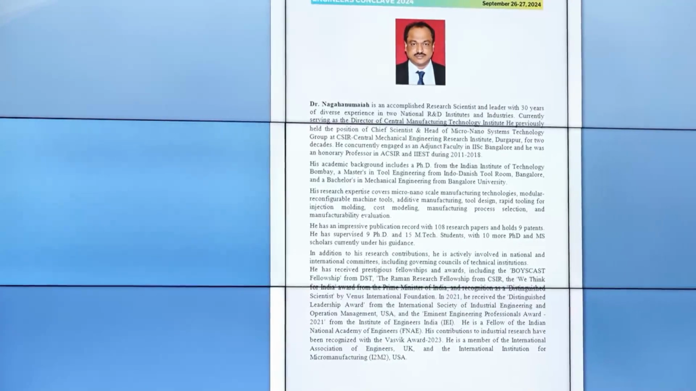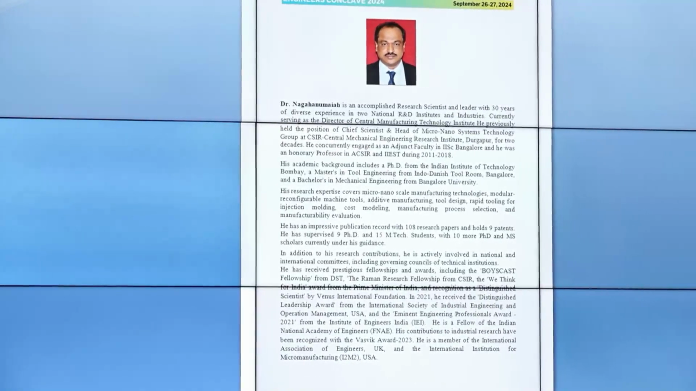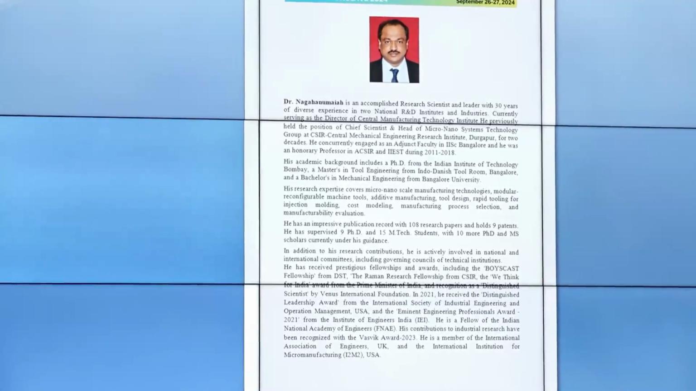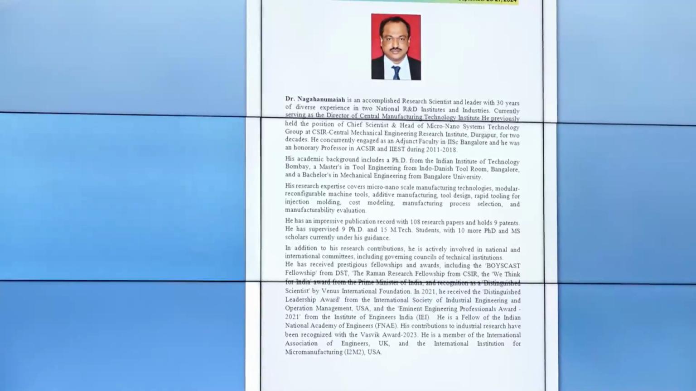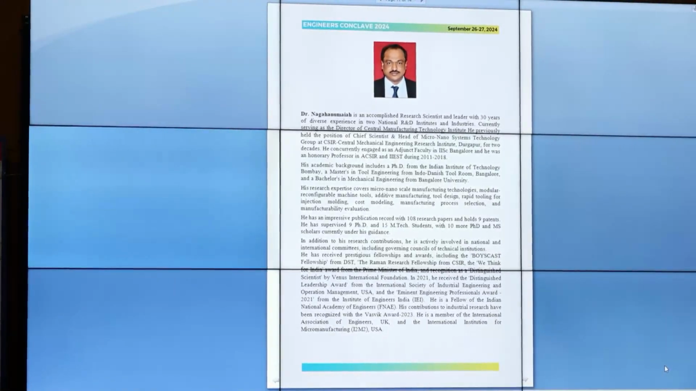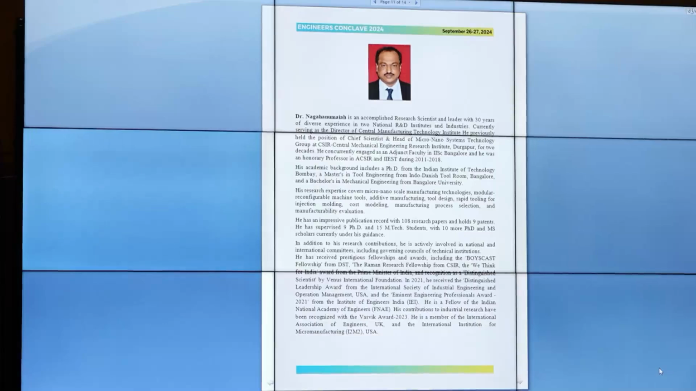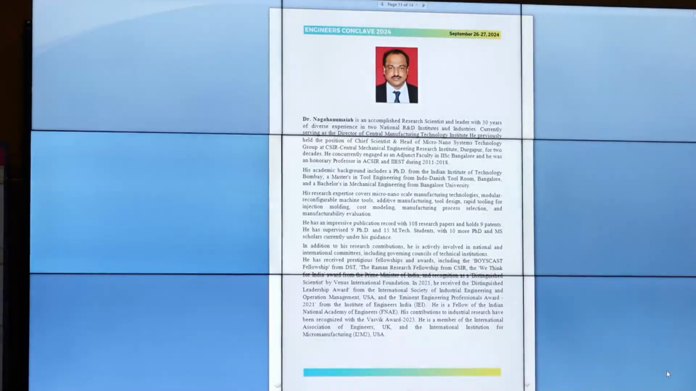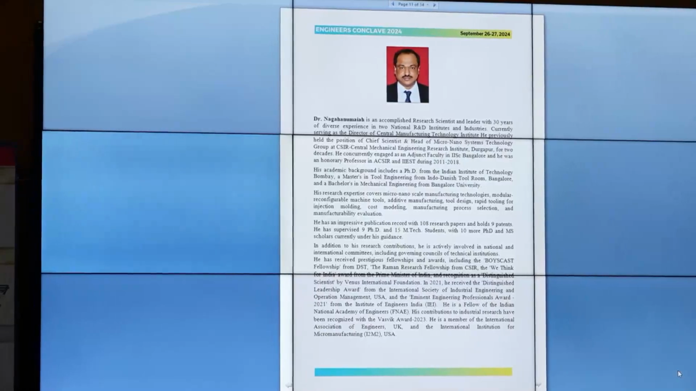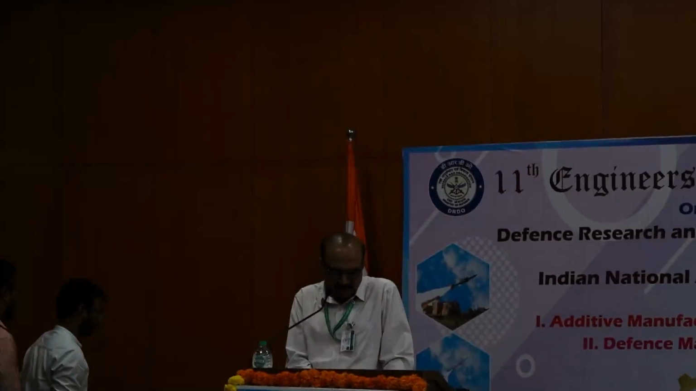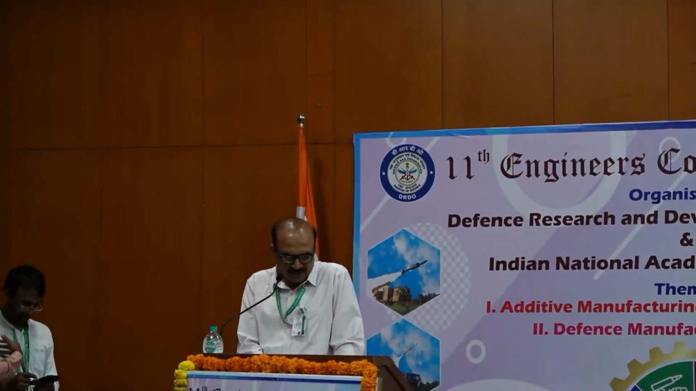He was concurrently engaged as an adjunct faculty at IISc Bangalore and was an honorary professor in AcSIR and IIESP during 2011-18. His academic background includes a PhD from the Indian Institute of Technology, Bombay, a master's in tool engineering from Indo-Danish Tool Room, Bangalore, and a bachelor's in mechanical engineering from Bangalore University. His research expertise covers micro nanoscale manufacturing technologies, modular reconfigurable machine tools, additive manufacturing, tool design, rapid tooling for injection molding, cost modeling, manufacturing process selection, and manufacturability evaluation.